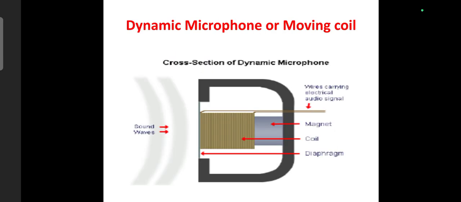Next is the dynamic or moving coil microphone. The dynamic microphone is one of the most commonly used microphones today. Its operation is based on Faraday's law of electromagnetic induction. Inside the microphone, a lightweight coil is attached to the diaphragm. This coil is placed inside the magnetic field of a permanent magnet. When sound waves move the diaphragm, the coil also moves. Due to electromagnetic induction, a voltage is generated in the coil. This voltage becomes the electrical representation of the sound. Dynamic microphones are durable, inexpensive, and can withstand high sound pressure levels. This is why they are widely used for concerts, public speaking, classrooms, and live performances.